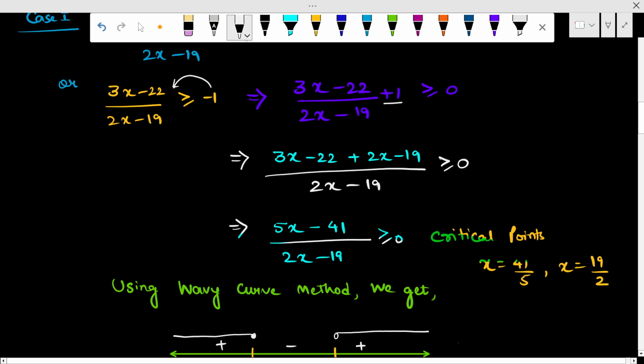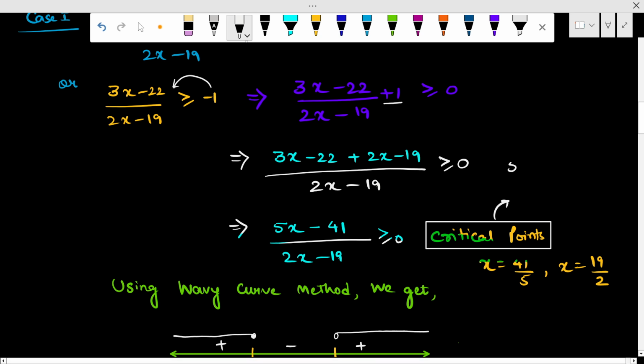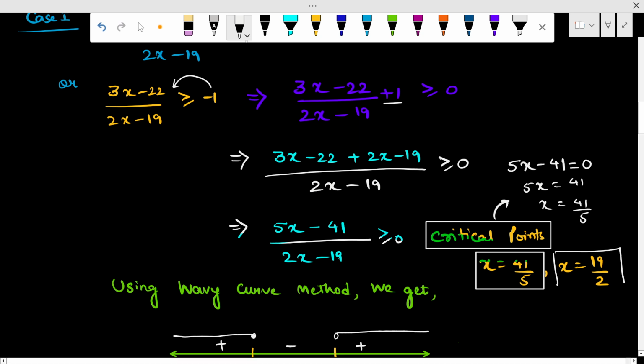Now we need to find the critical points. The critical points are x equals 41 by 5 and x equals 19 by 2. How to find the critical points? You put 5x minus 41 equals 0. You get 5x equals 41, or x equals 41 by 5. So the first critical point is x equals 41 by 5. Now you put the denominator equal to 0, you will get x equals 19 by 2. Now these both are critical points.